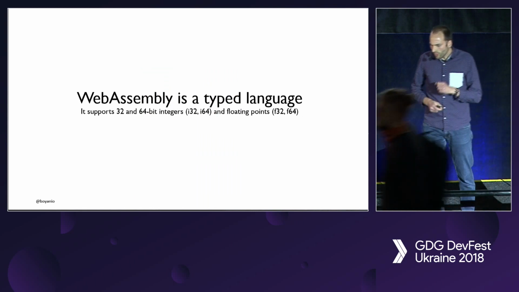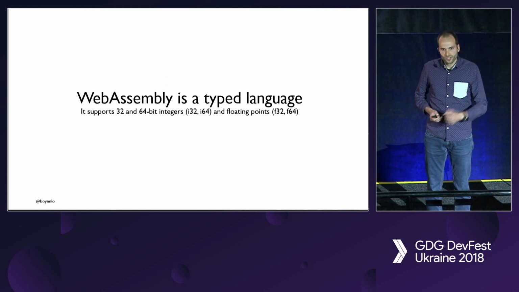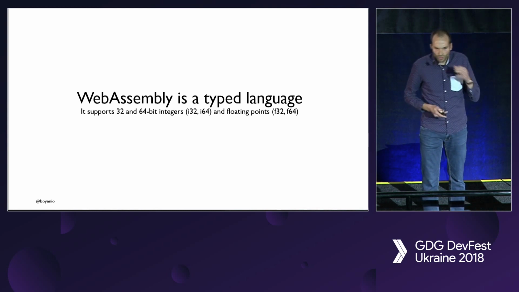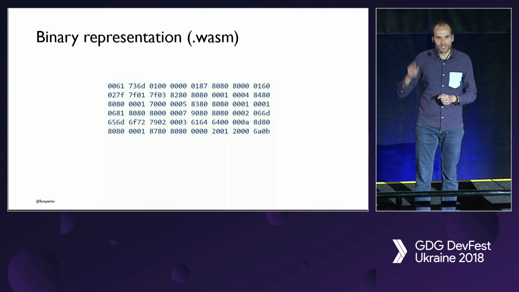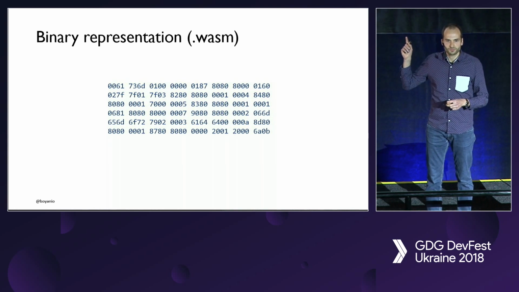Well, WebAssembly is a typed language. We work with numbers. We have integers and floating points at this time. WebAssembly is furthermore a binary language. So the same function that I showed you before looks like this in WebAssembly.